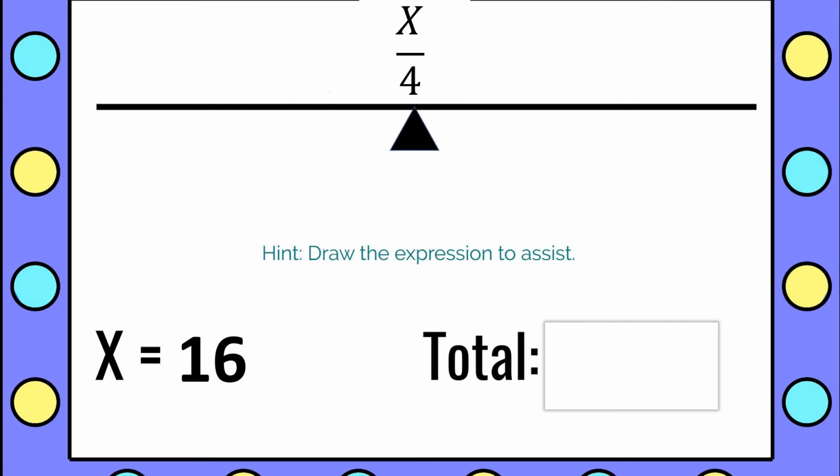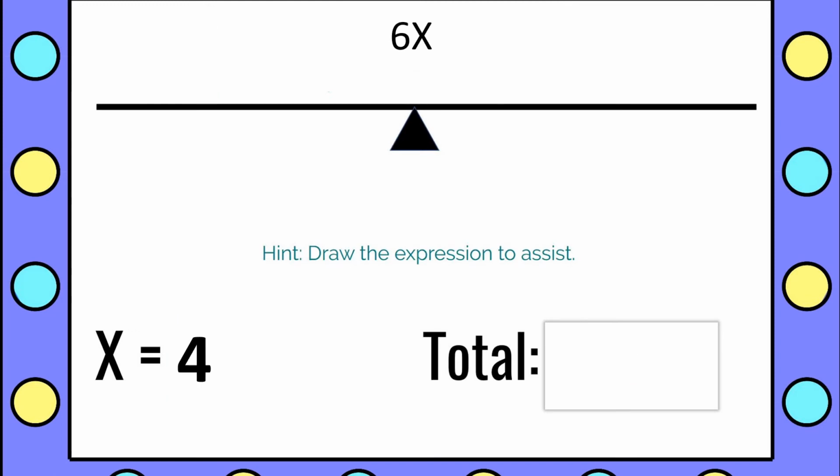Look at this one. That is a fraction of x fourths. However, I need to remember that since fractions are based on dividing things, this is also showing me division. That is x divided by 4. So come down here, find what the value of x is. X is 16. Let's substitute the 16 for the x. So I realize I need to do 16 divided by 4, which, what is 16 divided by 4? 4. So the total ends up being 4.